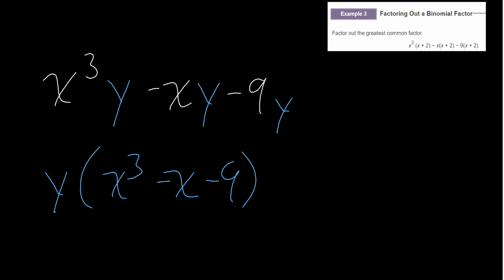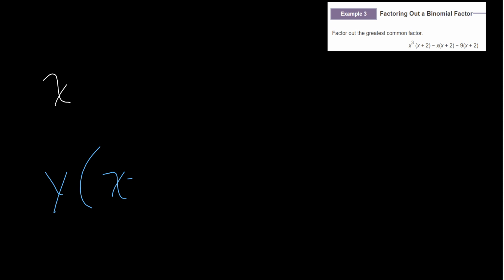So what's essentially happening here is, if you notice, I replaced the x plus 2's with y's. So instead of factoring out the y, I'm going to be factoring out x plus 2. Factoring out the greatest common factor is going to look like this: x plus 2 is factored out, and what remains is x cubed minus x minus 9. Same procedure as if I said it was a y.